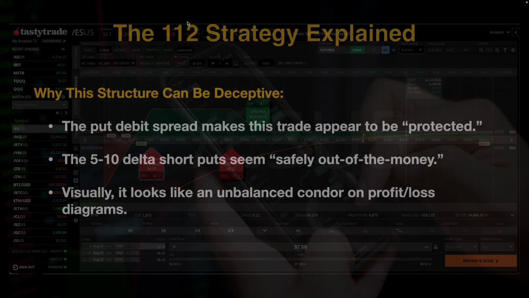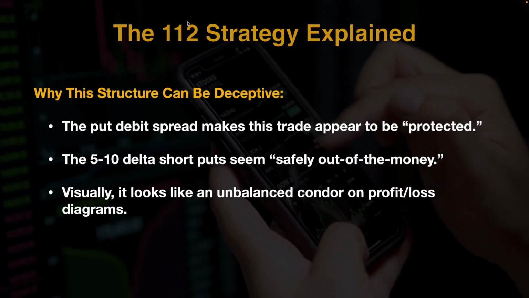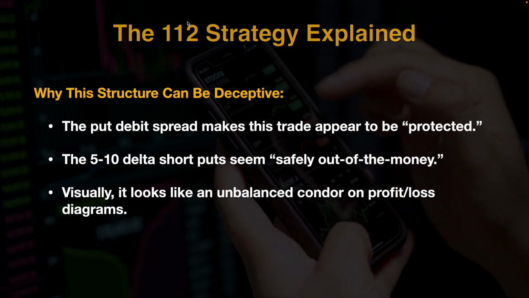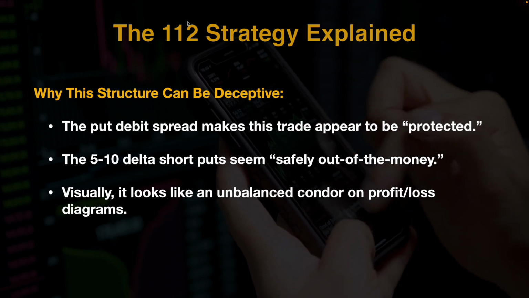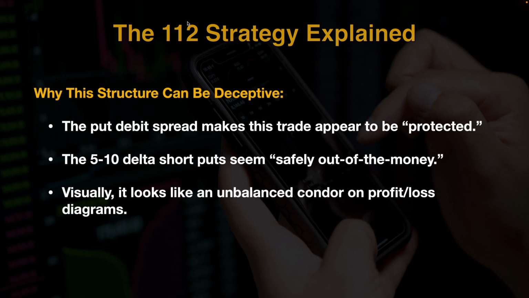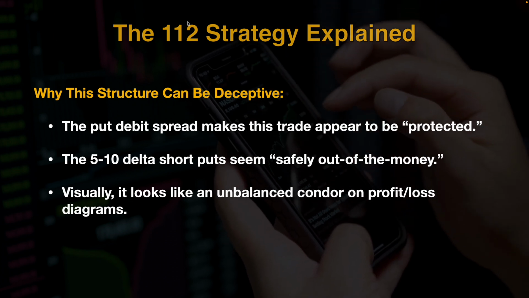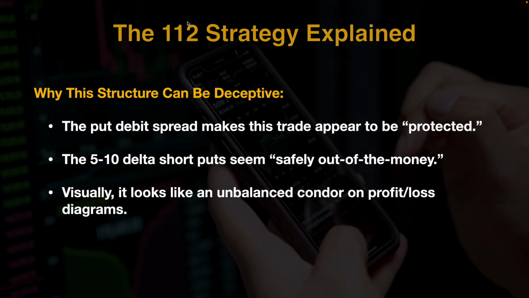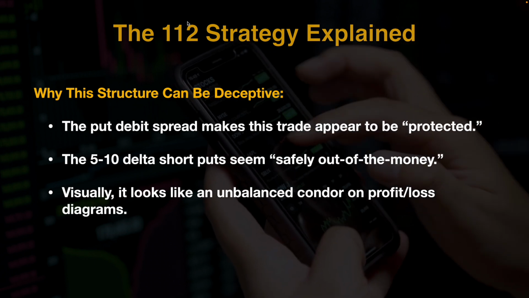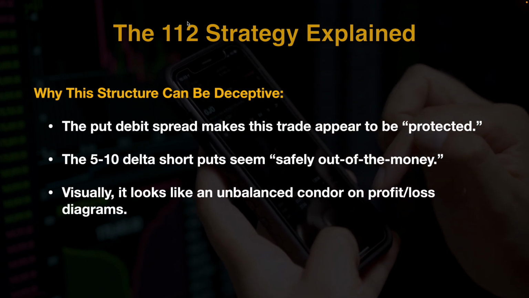So let's talk about why the 112 strategy can be deceptive. The put debit spread makes this trade appear to be somewhat protected. And the 5 to 10 delta short puts seem like they're safely out of the money at the time of initiation. Visually, it looks like an unbalanced condor on the profit and loss diagrams. However, it's important to note that an unbalanced put condor is actually risk defined, where this particular trade is not.